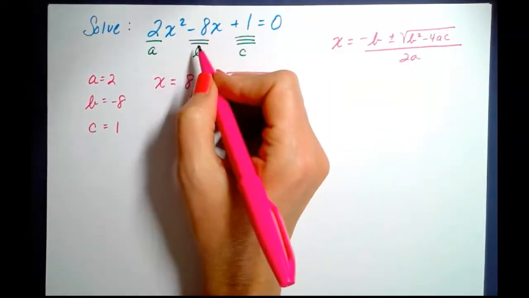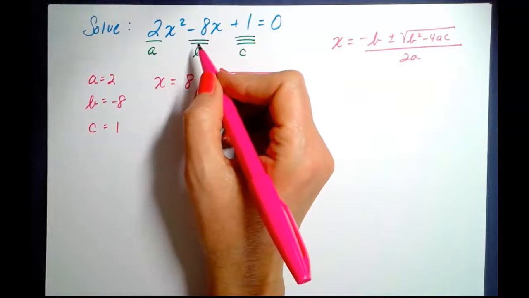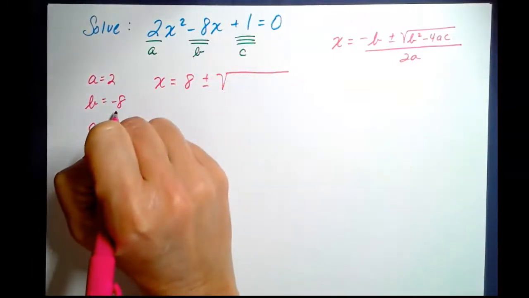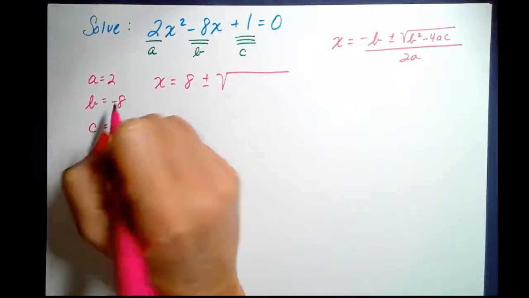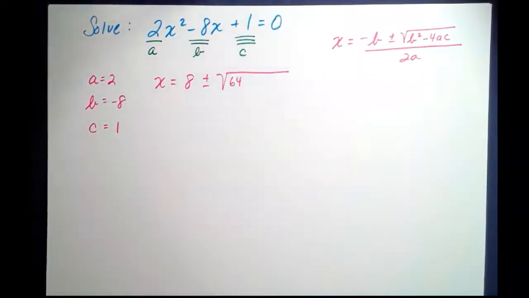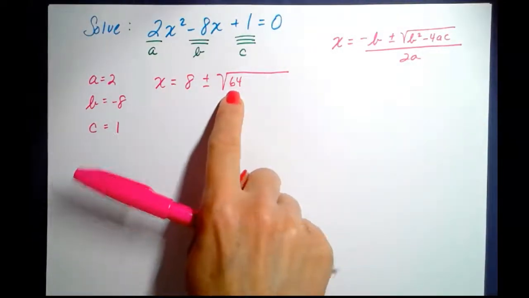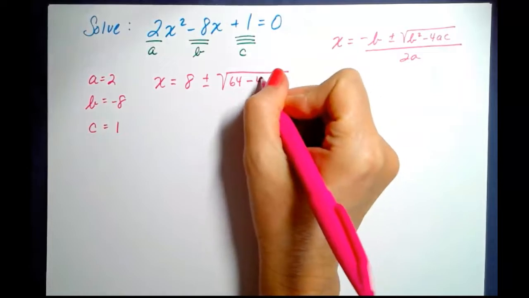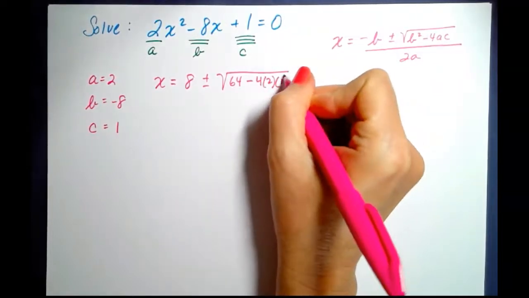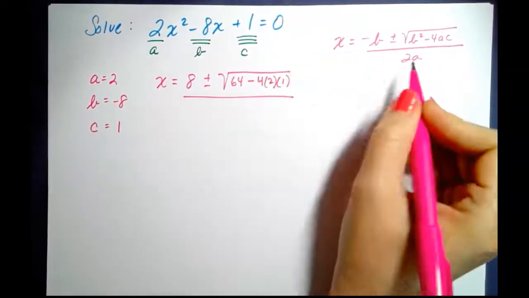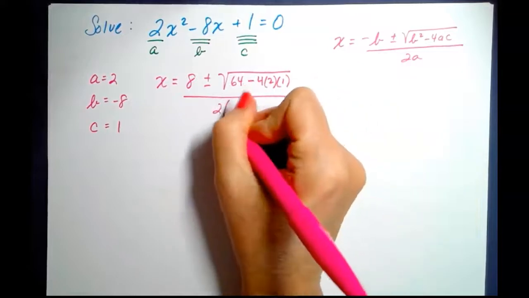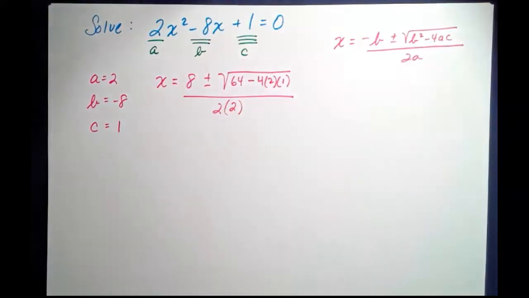Now, in my head, I like to go ahead and square b. So if b is negative 8, then negative 8, the quantity squared, is 64. There's no need to write negative 8 squared in there. Just go ahead and square b and plug it in and save yourself a step. Minus 4 times a times c all over 2 times a, which is 2 times 2. So there's our first step, just getting everything plugged in.